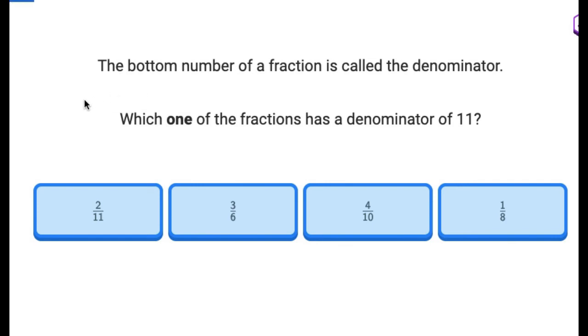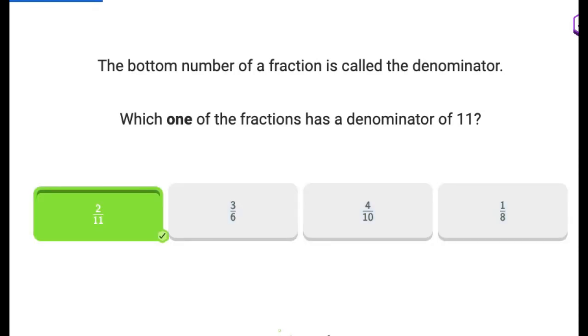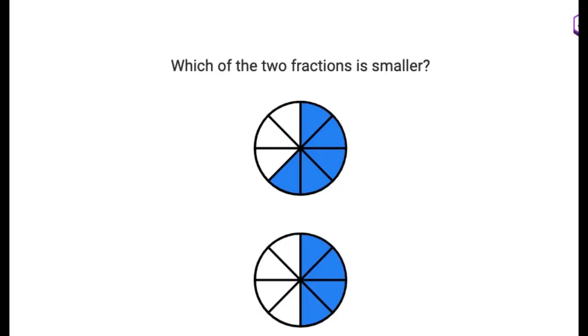The bottom number of the fraction is called the denominator. Which one of the fractions has the denominator of 11? Let's go with the first one. So this one, right? Denominator means what comes below. Yeah. But it's mainly how many pieces there are, or in how many parts something is divided.